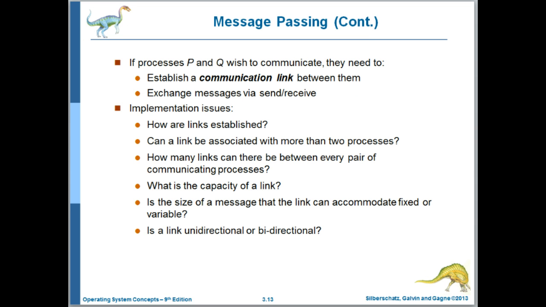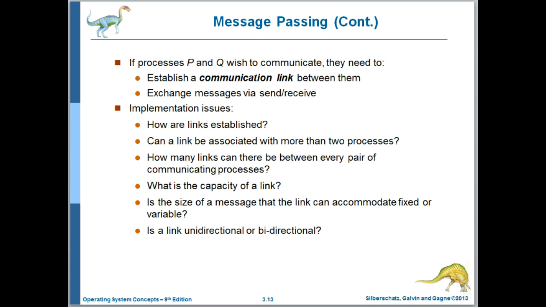All right, so here we see some implementation issues. How is the communication link set up? How do the processes find each other? Once we have a communication link set up, can more than one process execute a send on that link? Can more than one process execute a receive on that link? What do two receives look like? Can two processes receive the same message or not?